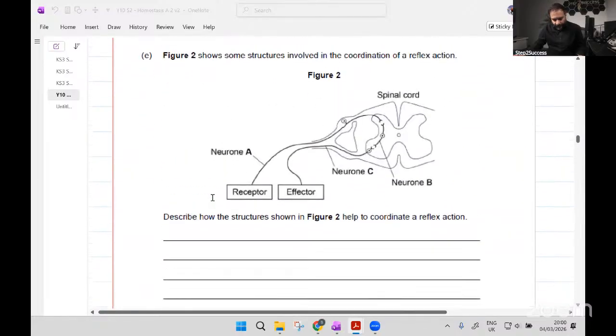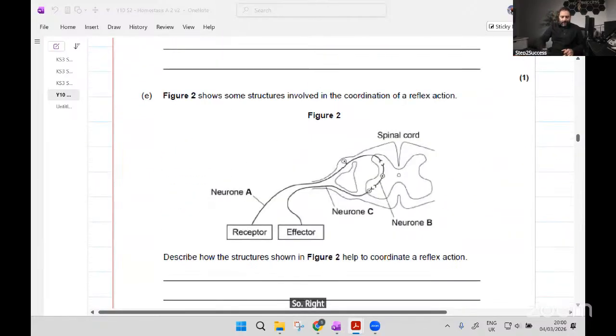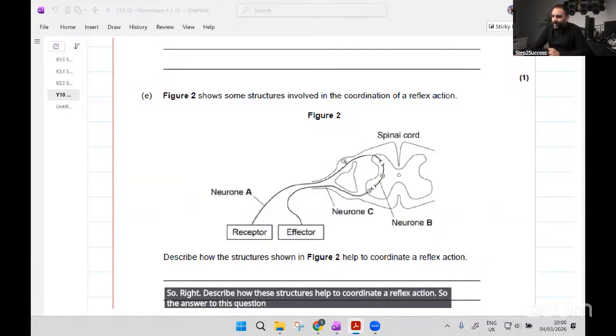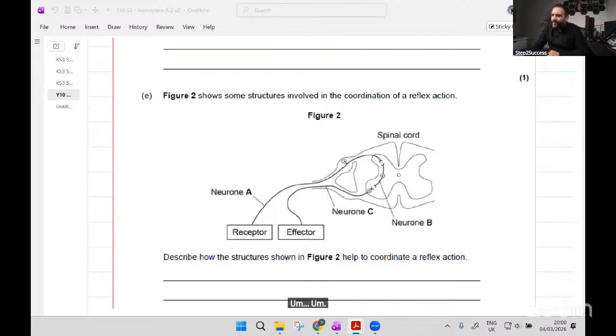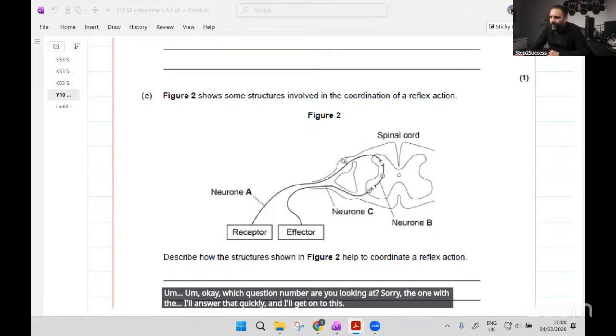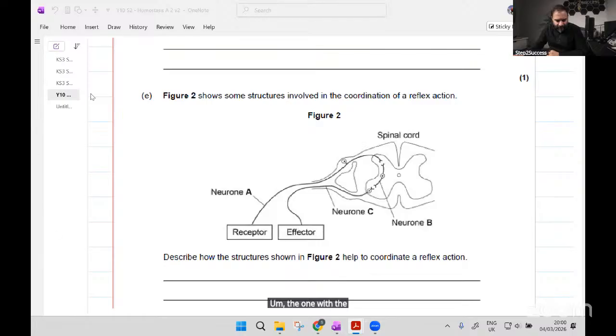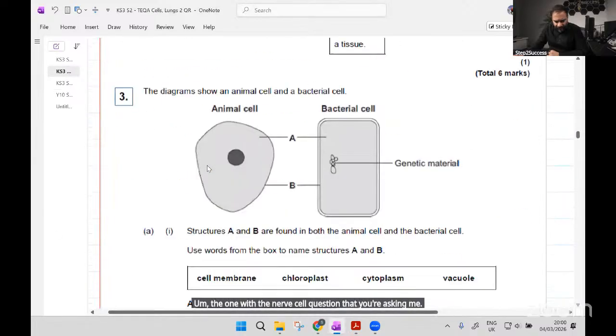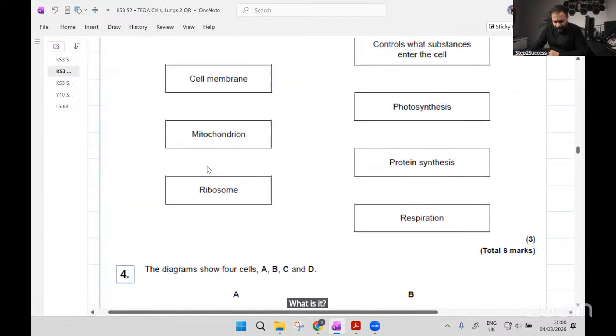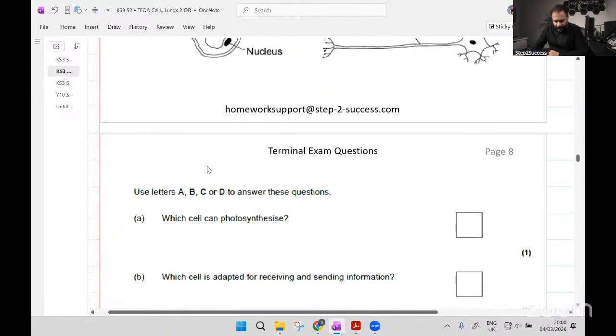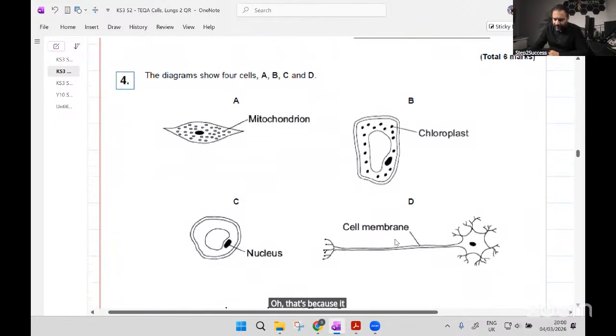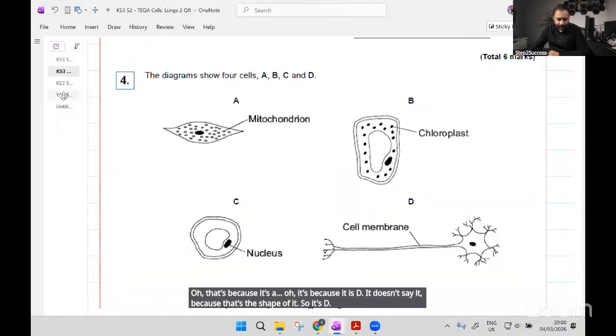Right. Describe how these structures help to coordinate a reflex action. So the answer to this question is basically always the same. Okay, which question number are you looking at? The one with the nerve cell question that you're asking me. Where is it? Oh, it's because it's D. It doesn't say it because that's the shape of it. So it's D out of all of those. Right.